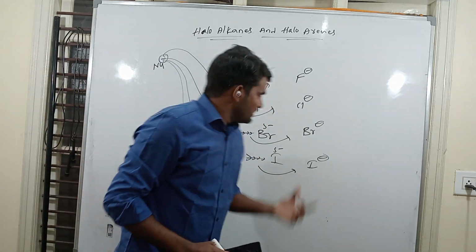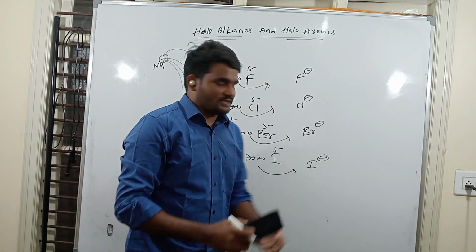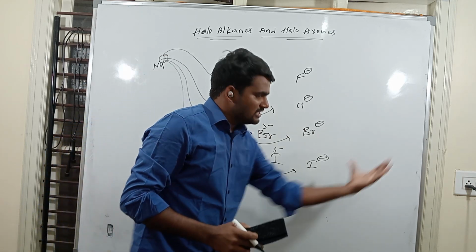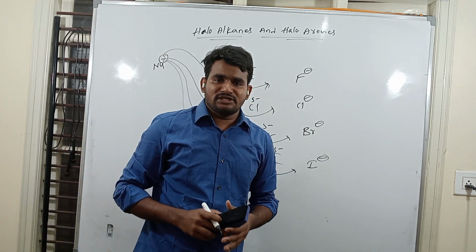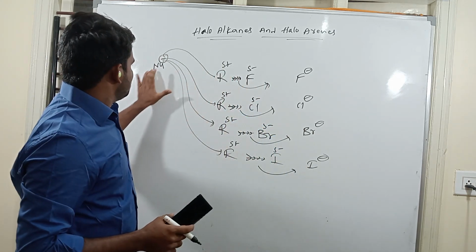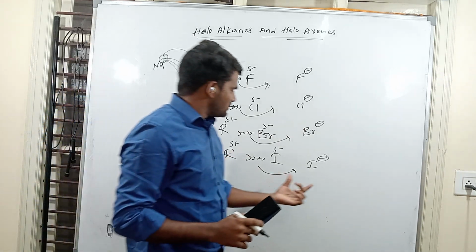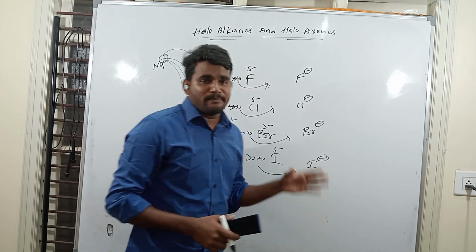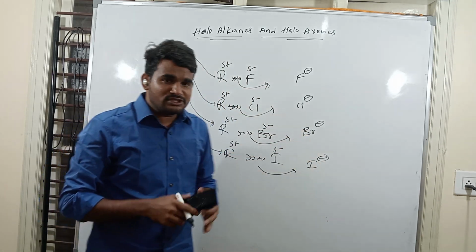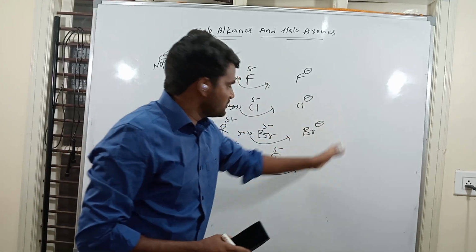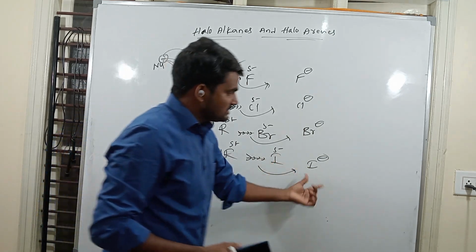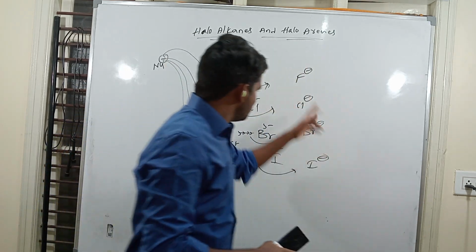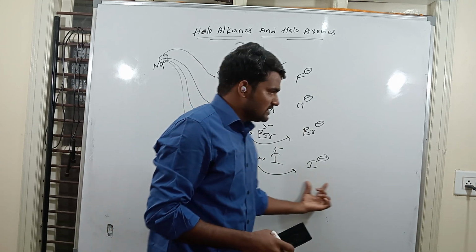How can you say which one leaves fastest from alkyl halides? The one that leaves fastest is the most reactive in nucleophilic substitution. Which leaving group is more stable? The more stable one leaves fastest.